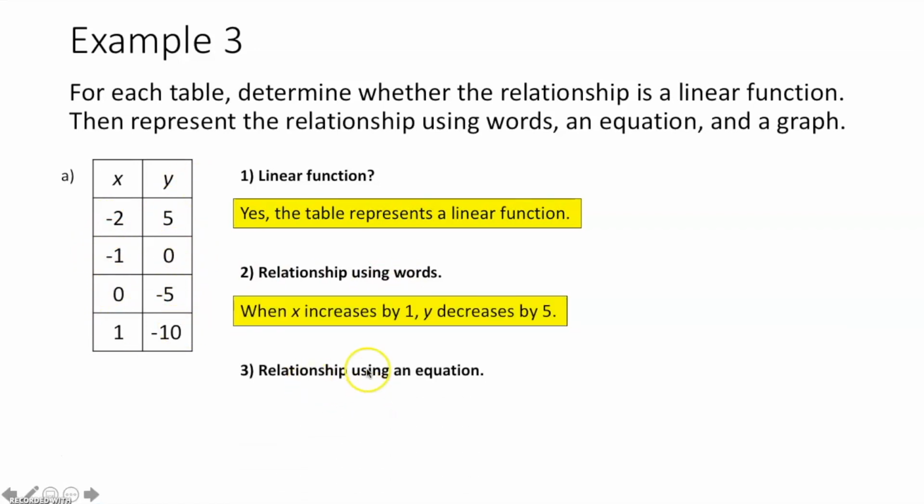After that, we have to do our relationship using an equation. So we start with y equals. And now what do we do to x to get y? Well, let's see. First, always try adding or subtracting something. So how do I get from -2 to 5? I would have to add 7. So if I add 7 to -2, I would get 5. If I add 7 to -1, no, that doesn't make sense. So that one doesn't work.